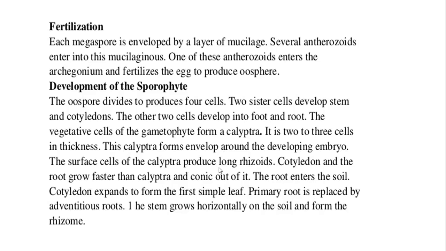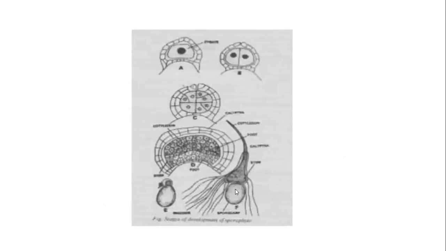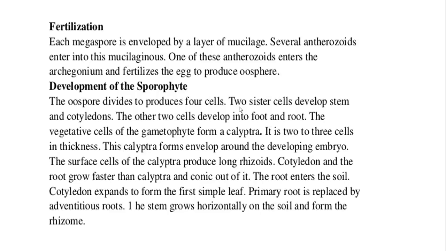The cotyledon and the root grow faster, and the calyptra comes out of it. So this is a calyptra. These are the 4 cells. 2 cells will form the cotyledon, and 2 cells will form the root and the foot of the gametophyte. Now the root enters the soil. The cotyledon and the root grow faster, and the root enters the soil for fixation. The cotyledon expands and develops into the first simple leaf.